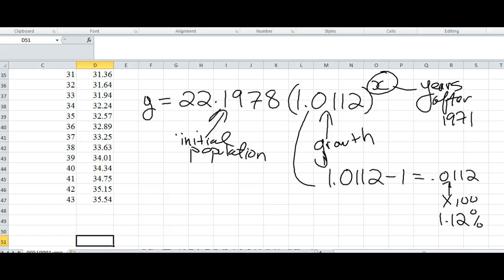That's 2014, 13, 12, 11. So in 2011, it was 34.34 million. So growth doesn't necessarily continue at the same rate.